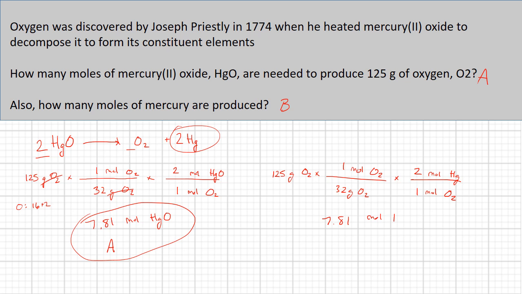7.81 moles of Hg. So that would be your solution to part B. And look at you, you did it. Once again, guys, you got to make sure you run through both things. If you just would have assumed something, you could have ended up in a pretty weird place. So always test. Always try to figure it out.